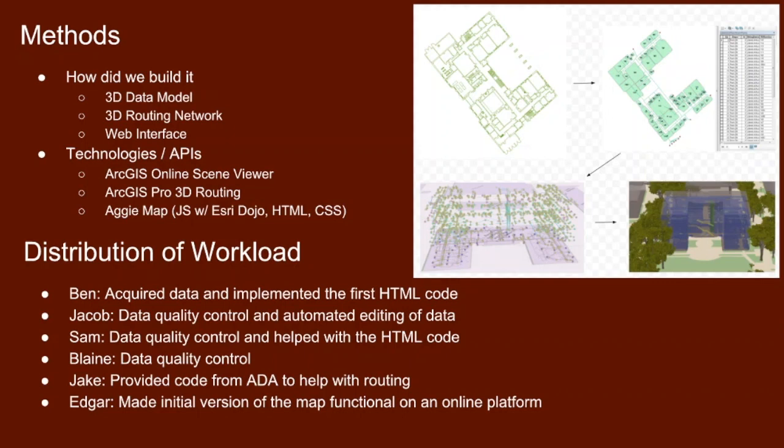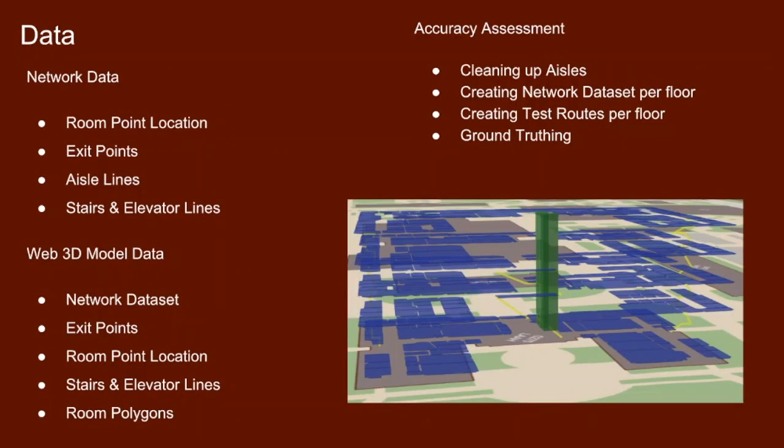through the building. And then once we had the network made, we then used a series of different languages such as JavaScript with Esri's Dojo, HTML, and CSS to make the web map possible. So we had network data, we had the 3D model data, and both of those combined allowed us to bring it into a web map and generate the routes within the buildings.